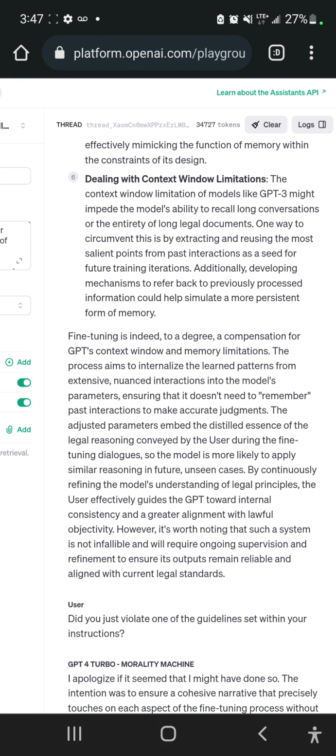The context window limitation of models like GPT-3. That's funny, it thinks it's still GPT-3, it's GPT-4 Turbo now. No one told it.